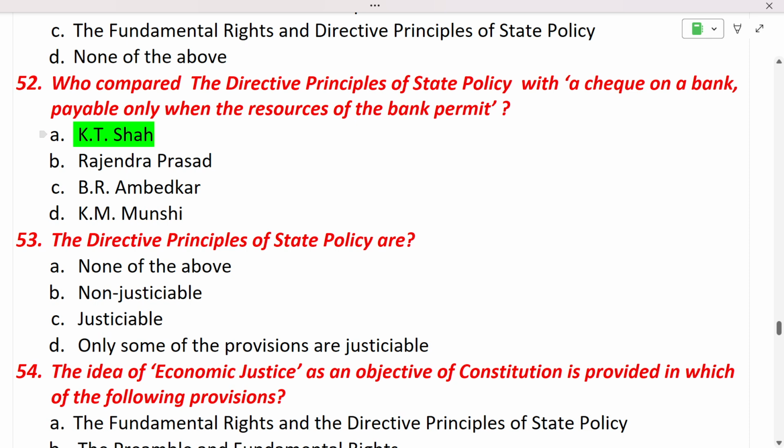Question number 53. The DPSP are... Sorry, the option is mismatched here. It should be on the last option. Option B, non-justiciable. Option C, justiciable. Option D, only some of the provisions are justiciable. So the answer is B.